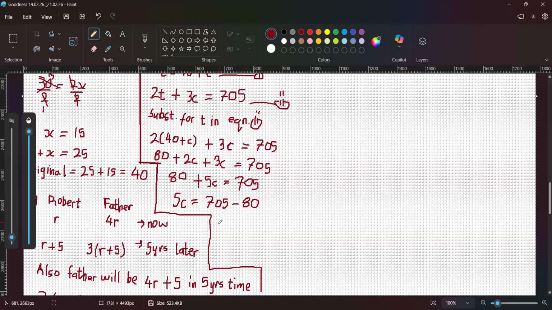Okay, so 705 minus 80 will give you what? 625. Uh-huh. 625 looks familiar. It's a multiple of 5. So if you divide both sides by 5, we come up with what?